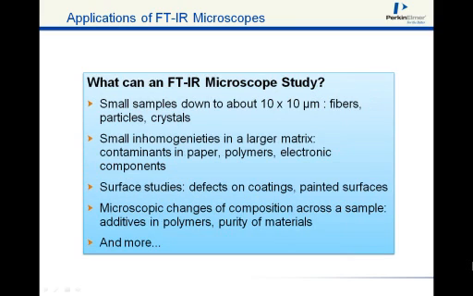So what can an infrared microscope do? Traditionally, we would say that you can see particles down to 10 by 10 microns. They can be fibers, particles, crystals, paint chip, whatever you can dream up, basically. Now, there are some samples that are large, but they have contaminants like paper, polymers, electronic components as well. You can do surface chemistries, surface defects on paints. That's very common. Or the change in the composition or purity of materials, and so much more.